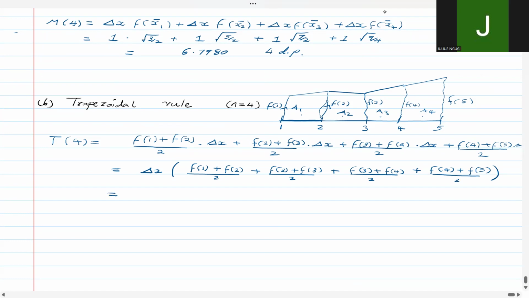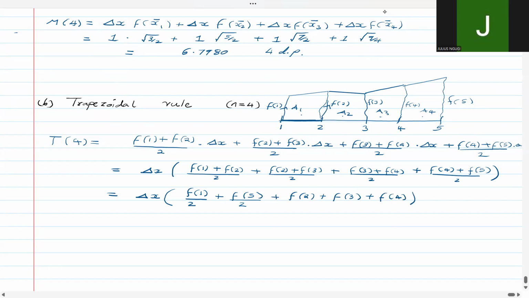Now, keen observation will show that F1, or F at the first grid point, is not repeated, so we can write it F at 1 over 2, and the last one, at the last grid point at x equals 5, is not repeated, but all the others are repeated. It's F at 2 over 2 plus F at 2 over 2, that's just F at 2, because it's like a half plus a half. F at 3 over 2 plus F at 3 over 2 is just F at 3. Finally, F at 4 divided by 2 plus F at 4 divided by 2 is just F at 4.